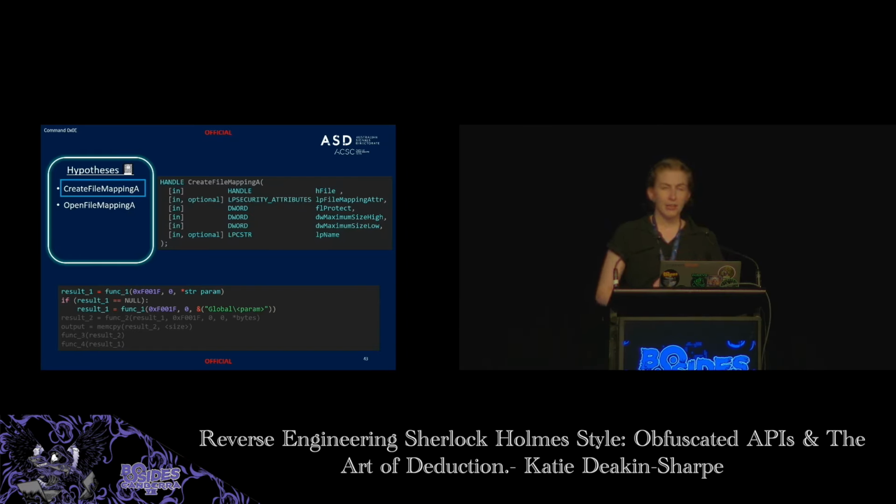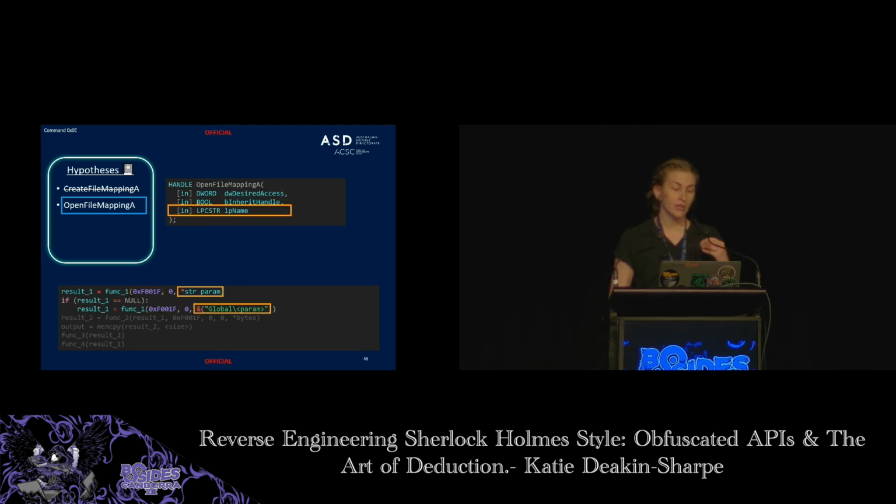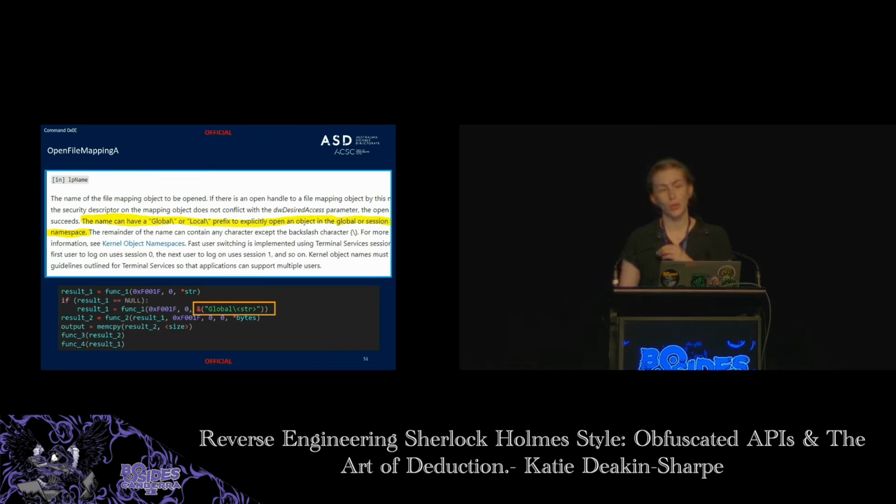Create file mapping A, too many parameters, cross it off the list, that's pretty easy. Open file mapping has 3 parameters, which matches up. We have our desired access, this f001f again as our first parameter. We have a 0 where we have a boolean, and then we have a pointer to a string for the name. If I go onto this documentation page and look underneath the information about that third parameter, I can see the name can have a global backslash prefix, which matches up with what we see in our code.